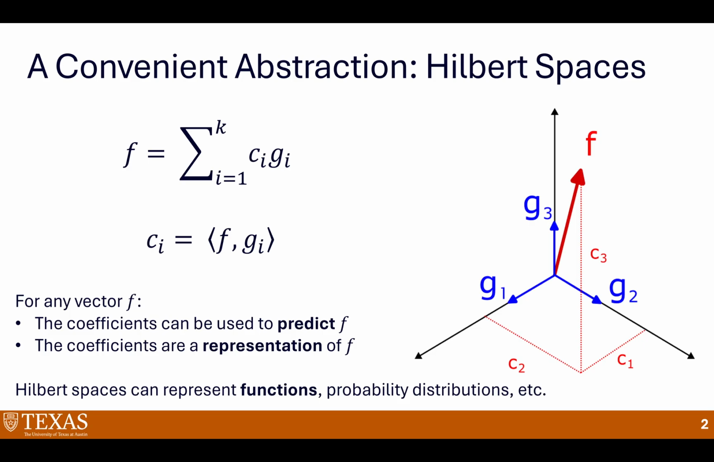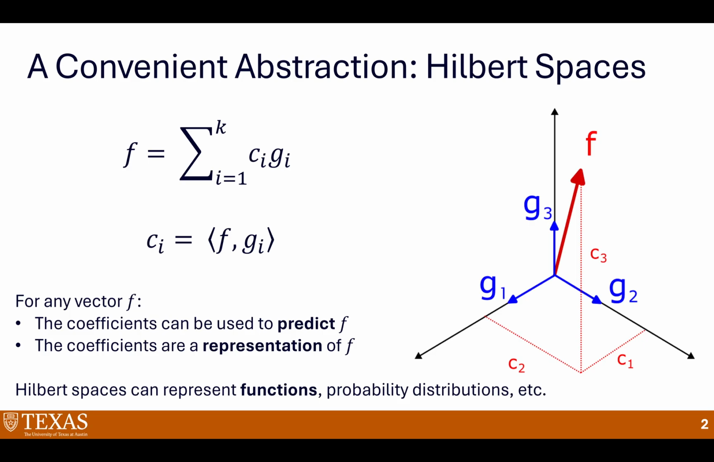So first I'll introduce a useful abstraction, which is Hilbert spaces. In a Hilbert space, any vector f can be represented as a weighted linear combination of basis vectors. Furthermore, the coefficient c can be computed as an inner product between the vector f and the basis vectors g_i. Now this abstraction gives us two useful properties.